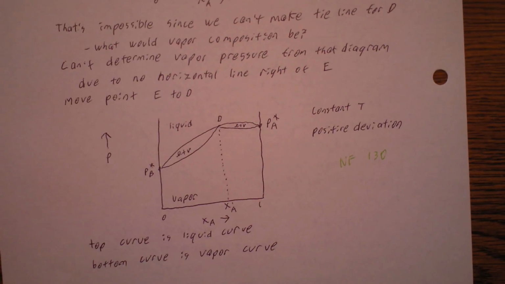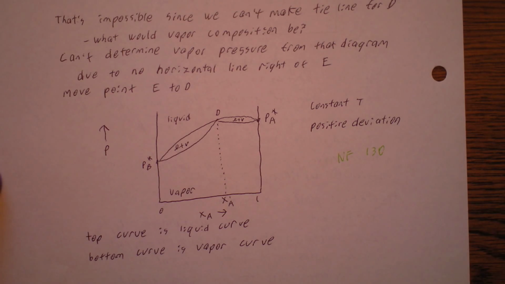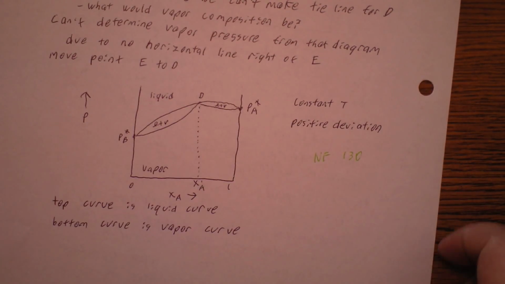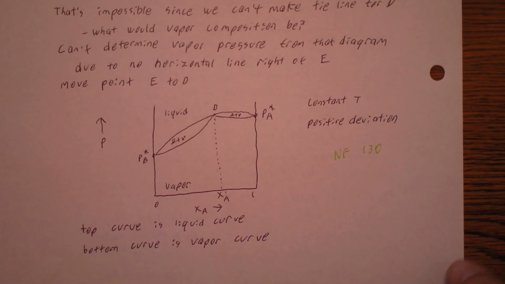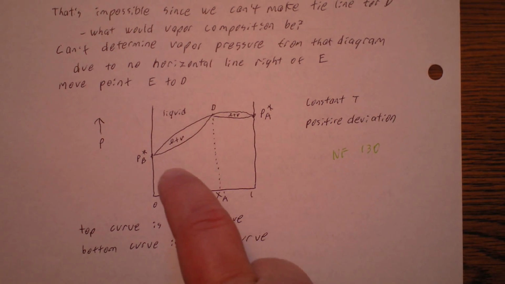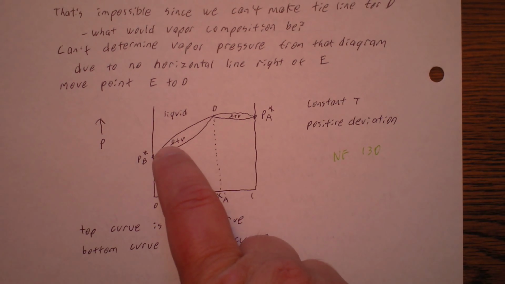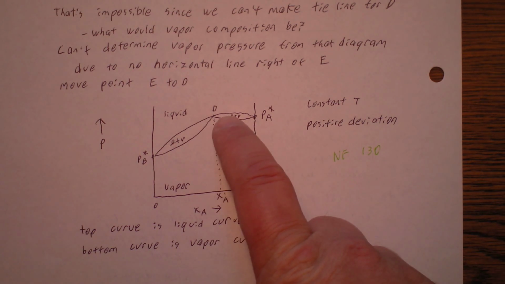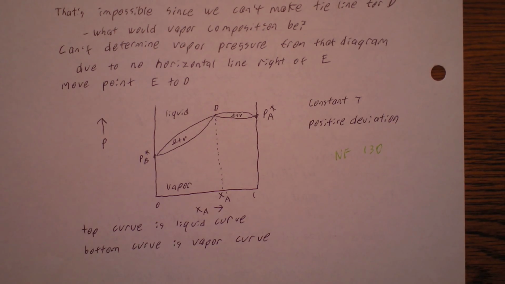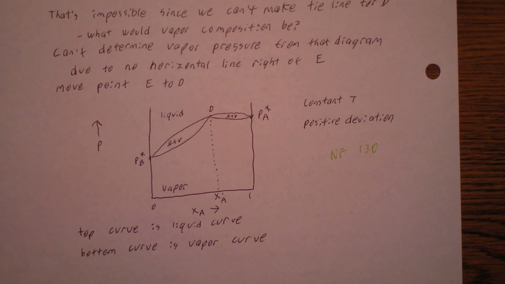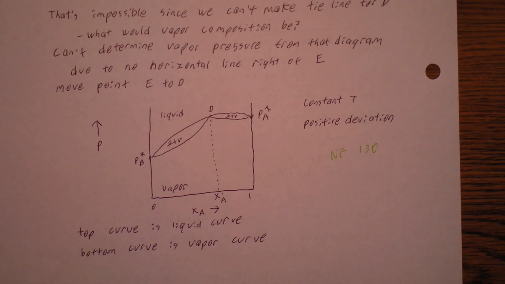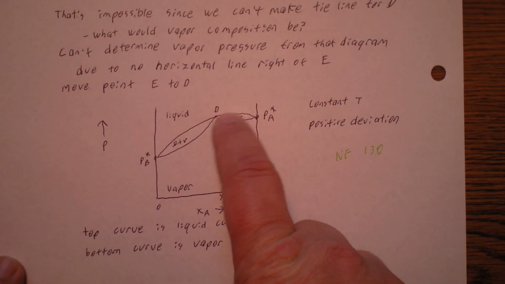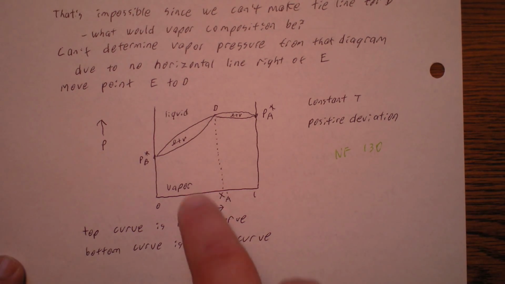So this is what's going to happen. If we move that point E up to D, now look at what we've got here. We've got our liquid phase up here, we've got our vapor phase up here, we've still got a liquid and vapor phase, and we've got another liquid and vapor phase. Again, we're still assuming constant temperature, and the way we moved it up, we're calling this positive deviation. So this top curve here is called the liquid curve. The bottom curve is called the vapor curve.